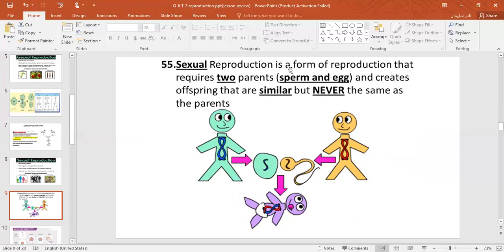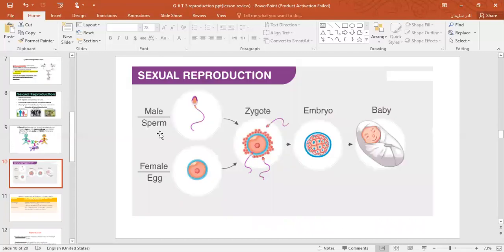So sexual reproduction is a form of reproduction that requires two parents. And these two parents have sex cells, the sperm and the egg, and it creates offspring that are similar but never the same as the parents. So the offspring are genetically different from the parents. This also shows how sexual reproduction takes place. The male sperm and the female egg fuse together, form the zygote, and this zygote then divides to form an embryo that is made up of a group of cells, and this embryo then develops finally to form the new complete organism.